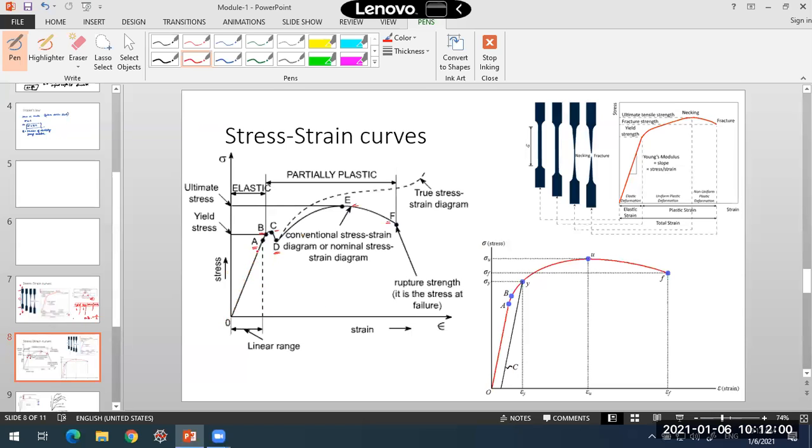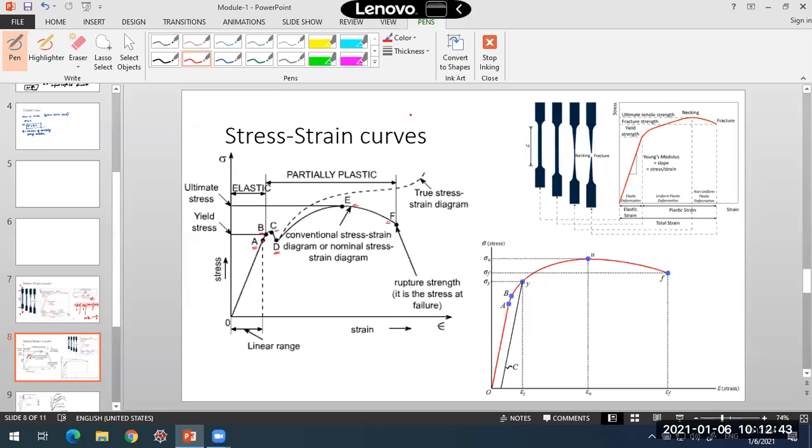The variation is a straight line. So within this limit, up to point A, the relation is a straight line. As you increase the strain, stress will also increase linearly. So this is the proportionality limit. Up to this limit, Hooke's law is valid. Up to point A, Hooke's law is valid. Beyond this point A, Hooke's law doesn't hold good. So A is the limit of proportionality between stress and strain. The linear relationship between stress and strain will end at this point A.